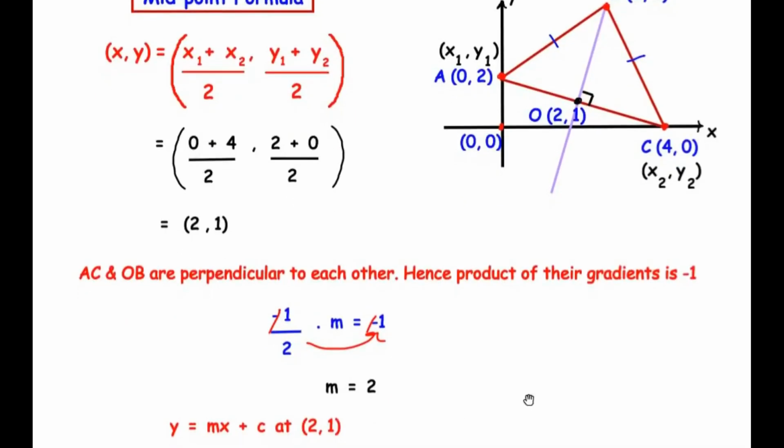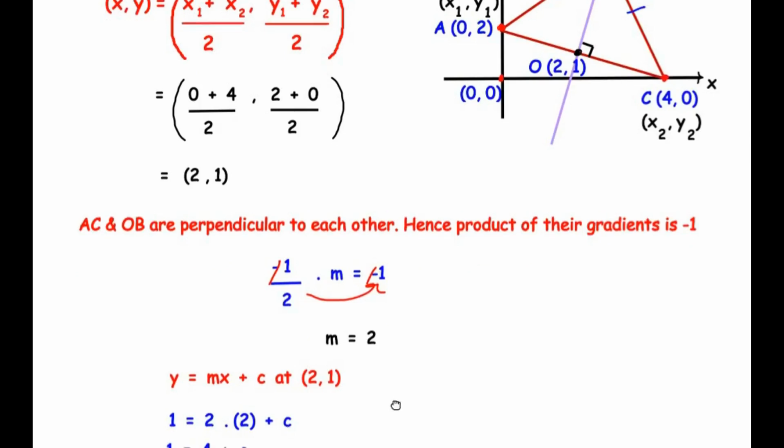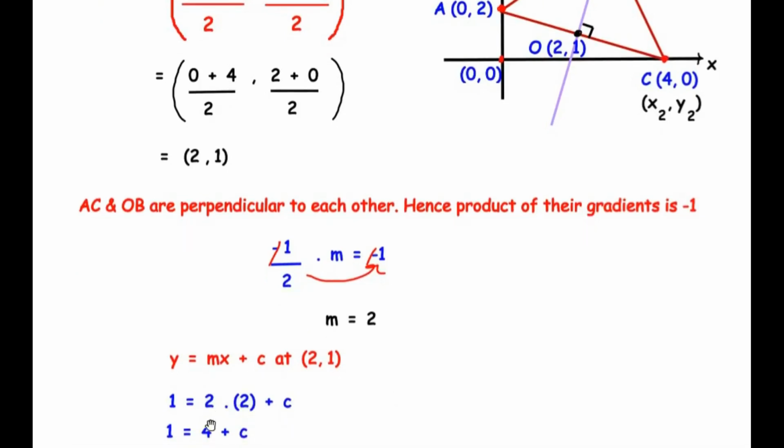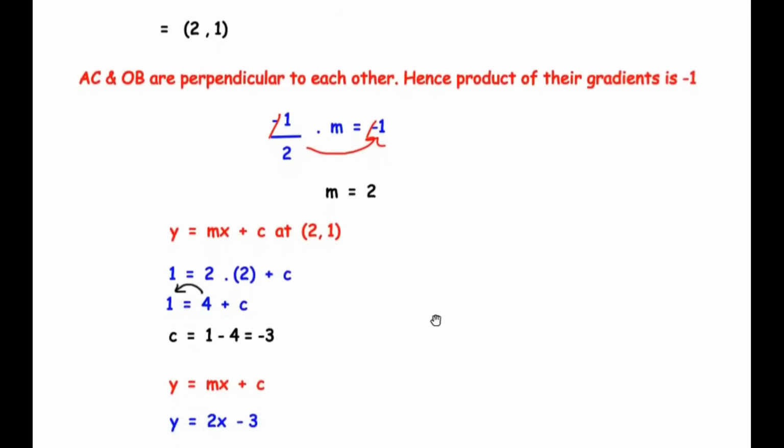Taking y is equal to mx plus c at the point 2, 1, we substitute the value of y as 1, the value of m as 2, and the value of x as 2. So we get 1 is equal to 2 times 2 plus c. This simplifies to 1 is equal to 4 plus c. Now taking 4 to the other side of the equal sign, we get c is equal to 1 minus 4, which simplifies to -3. So the value of c is -3.